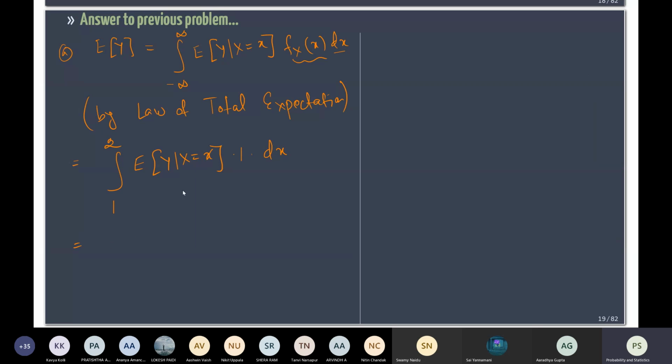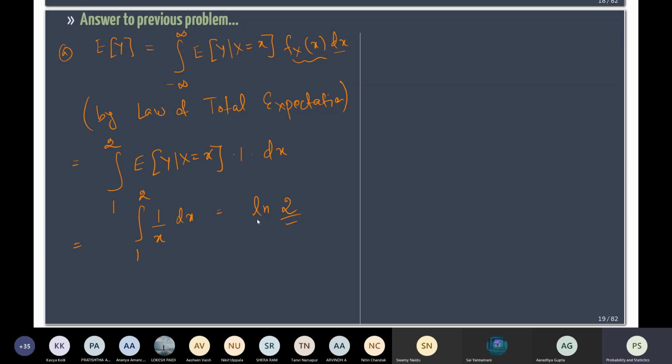So this will be 1 over x. This is what is given to us. Okay, so this is exponential of x, so the expectation of that will be 1 over x. Expectation of the parameter lambda will be 1 over lambda, right? This is what we know for the exponential. Then we have the integral from 1 to 2 of dx, right? So this is log 2 minus log 1, which is 0, so this is just ln 2.